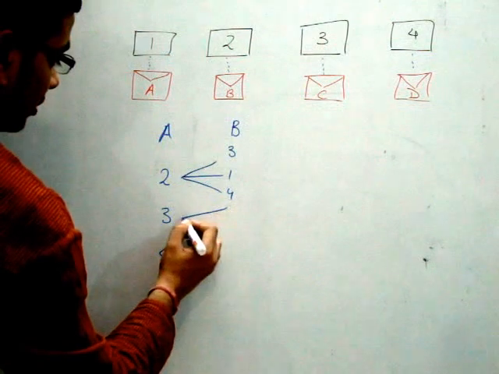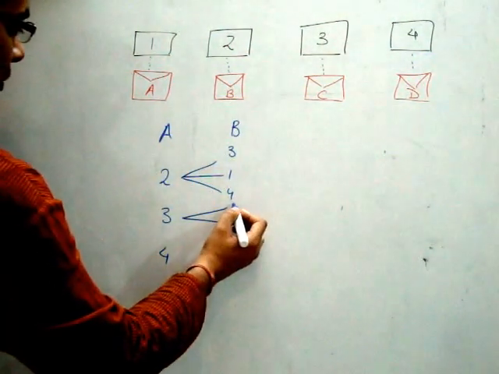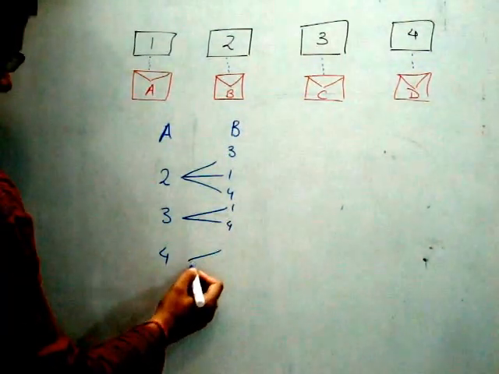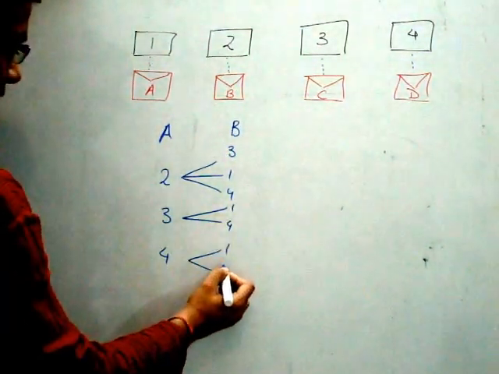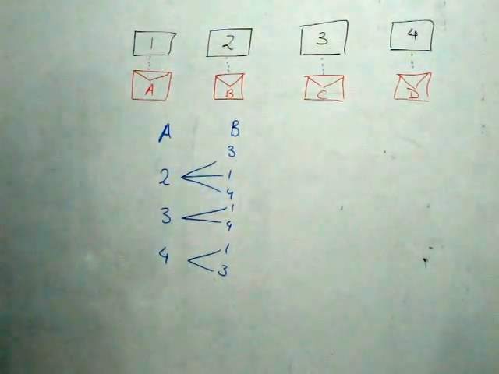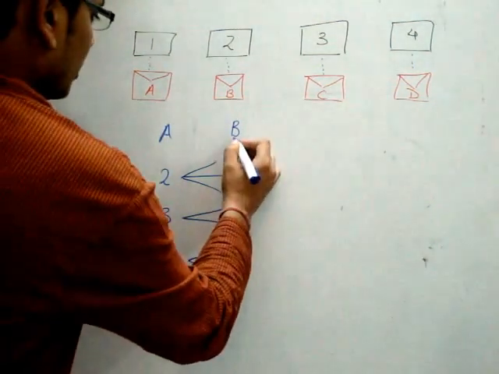What about third? If it is 3, then we cannot put 2 here, we can put just 1 or 4. If it is 4, then we can put either 1 or 3 here. The only letter which we cannot put here is 2. Okay, now let's move on to C.